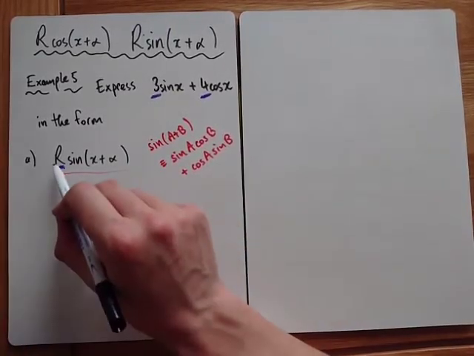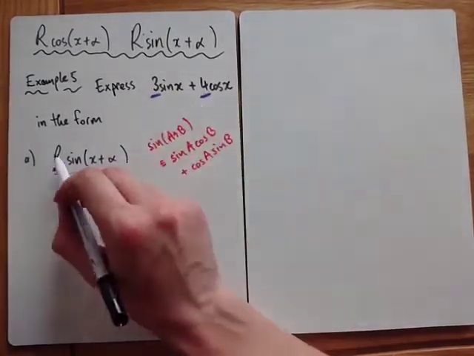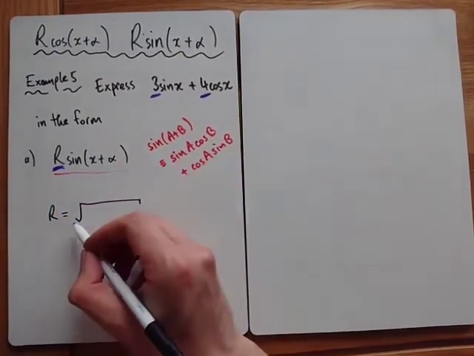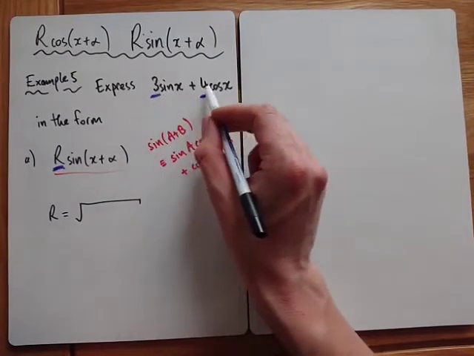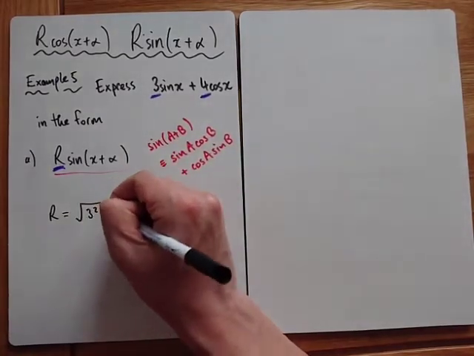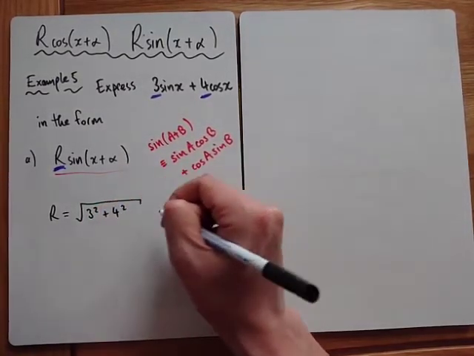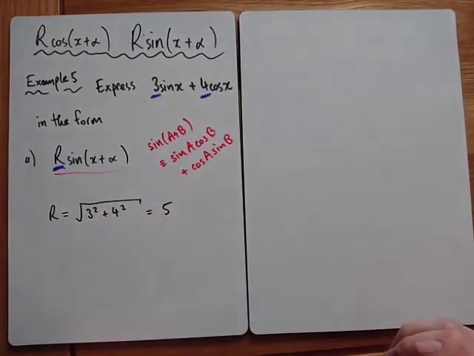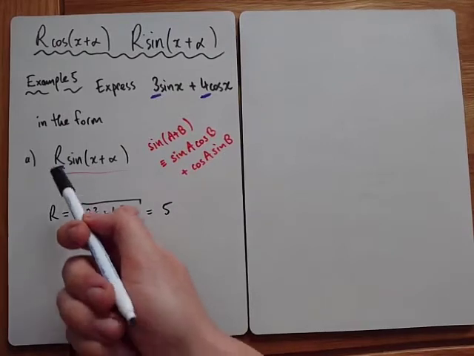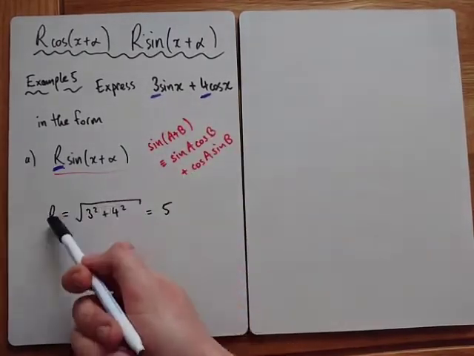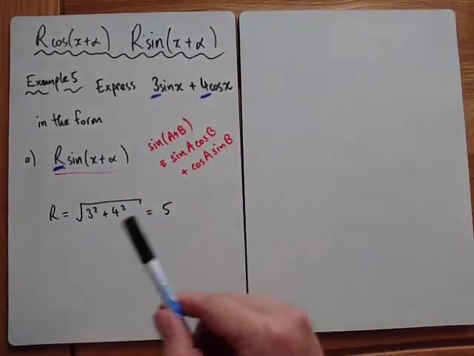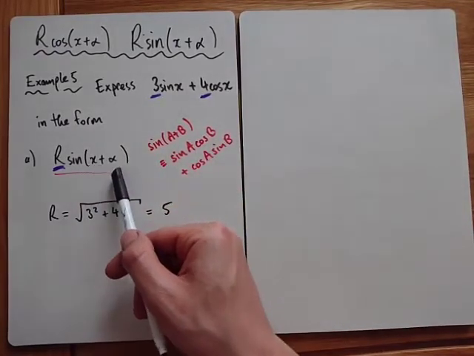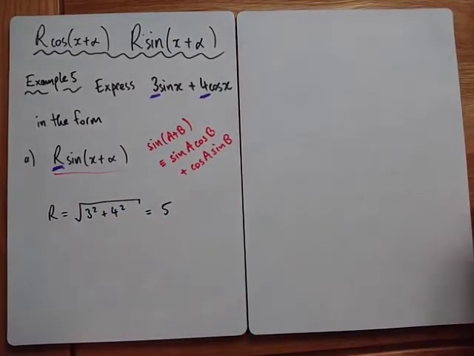All we need to do is first realise that if we want to figure out what R is equal to, it's the square root of these coefficients, 3 squared plus 4 squared. So it's just Pythagoras to figure out the value of R, and that will be 5. I would always recommend looking at your coefficients and figuring out what R is first, just by using Pythagoras. Then once we've found R, we'll use this identity, because it's x plus alpha, so we'll use a plus b.